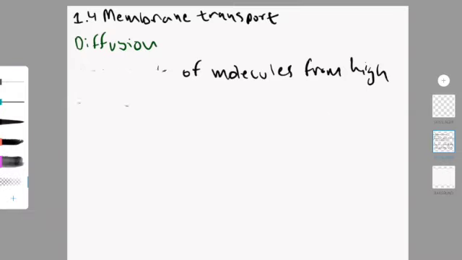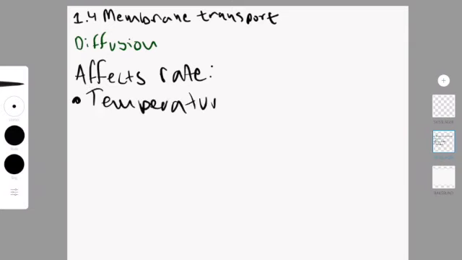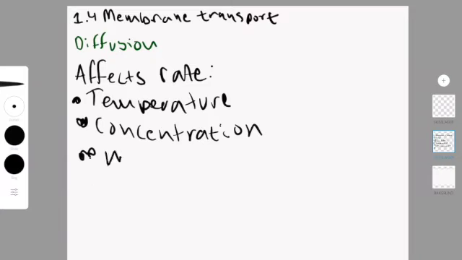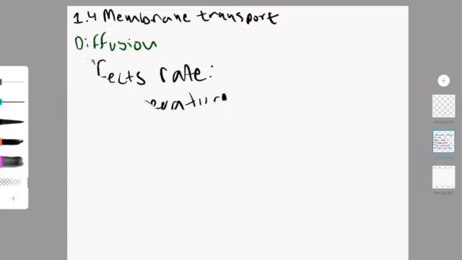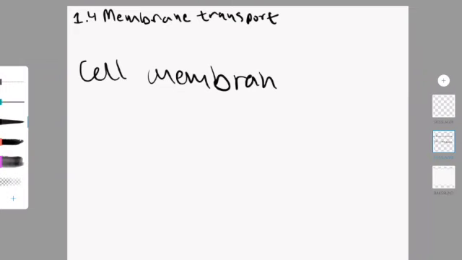Okay, so what affects the rate of diffusion? There are three things that we talk about in the book: temperature, concentration, and molecule size. This is because certain sizes will not be able to use certain types of transport. Some will have to use active transport, some will have to use passive transport. We'll talk about that soon.